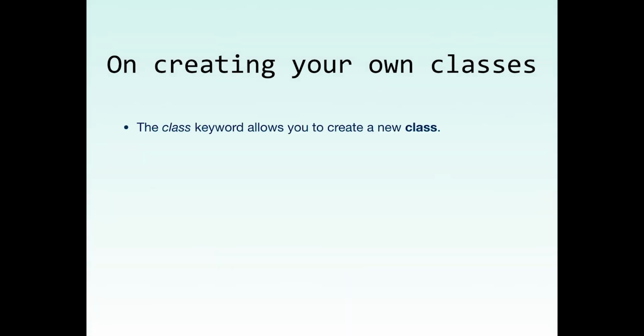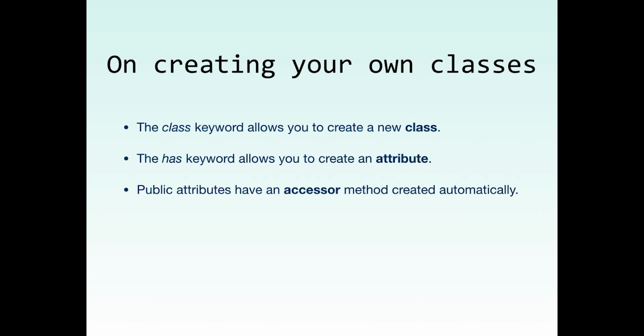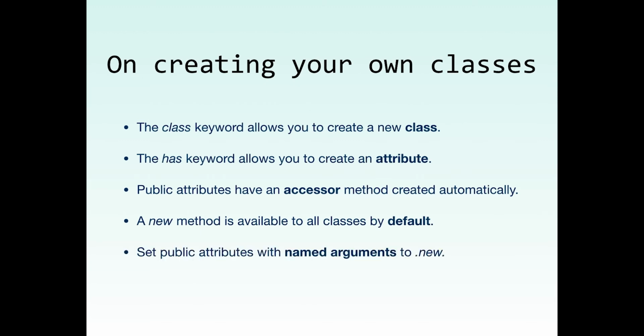So if you want to create your own class, you can use the class keyword. Well, that's very simple, isn't it? If you want to create a class with an attribute, you can use the has keyword. And public attributes automatically have an accessor method created for them. That's why they're public. And a new method is available to all classes by default, so you actually don't have to specify a new method. And you can set public attributes with named arguments to the new method.